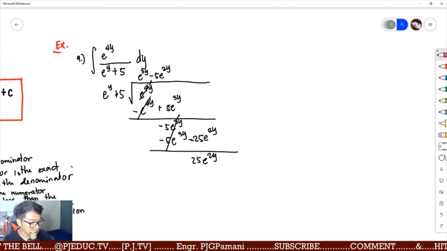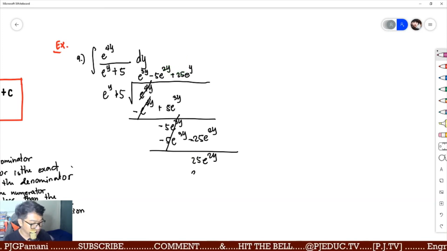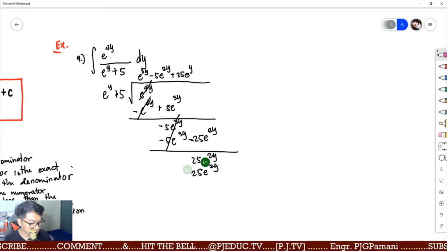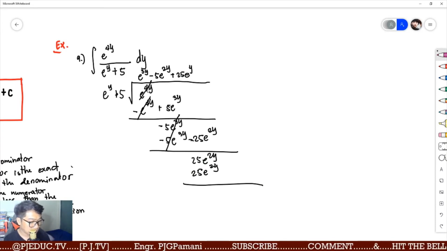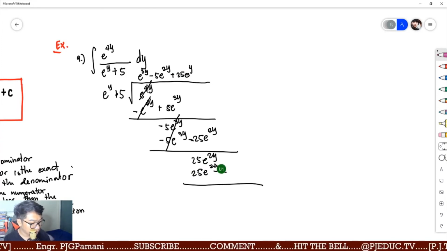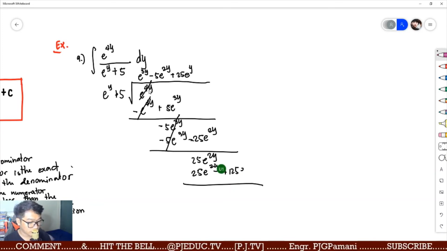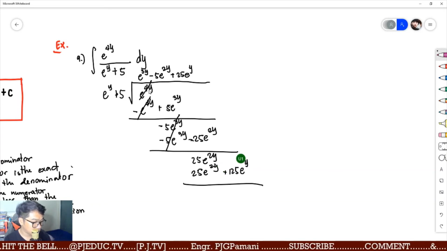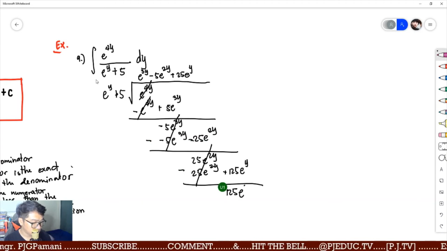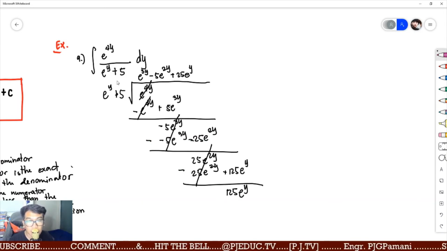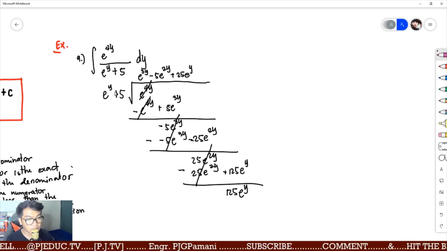Ganon ulit. Positive 25e raised to y. 25e raised to 2y over 25, times 25 times 5 is now 125. Tama ba? 125e raised to y. Cancel. Gives us 125e raised to y. So, equal na yung numerator at denominator. Pwede na natin i-integrate as it is.